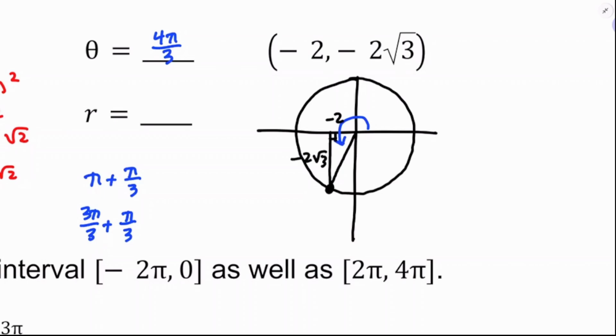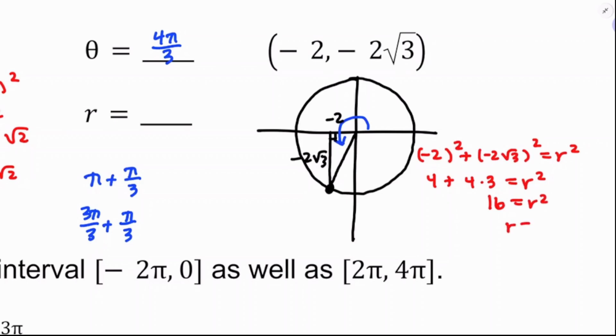I think it's going to be 4, because I've done a few of these problems today. But if you haven't, then what you should do is say, all right, x squared plus y squared equals r squared. So it would be 4 plus, well, if I square the negative 2, I'm going to get 4. And then if I square the square root of 3, I'll get 3. Okay, 4 plus 12, oh yeah, 16 equals r squared. R is going to be 4.